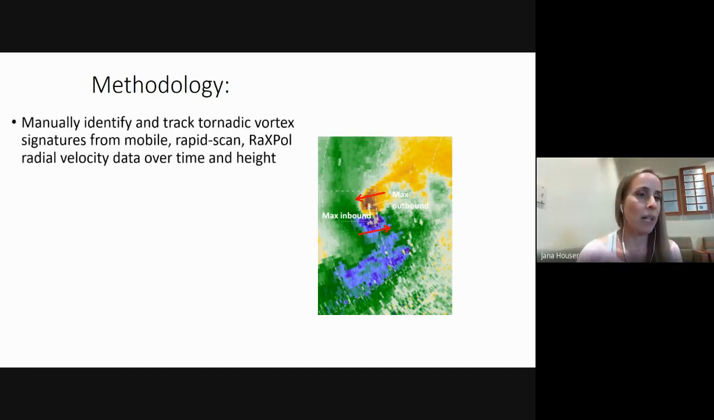So what did I do? Basically, I manually identified and tracked tornadic vortex signatures from RAXPOL, looking at all of the elevation angles that we had data for.